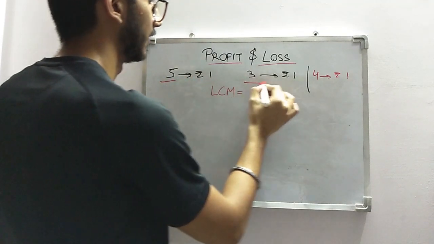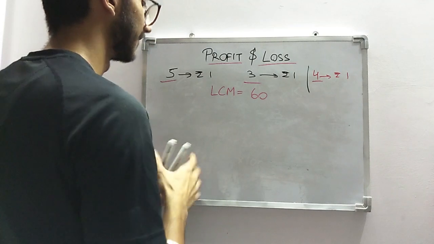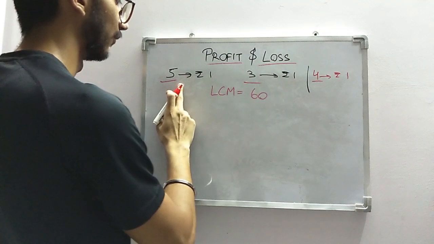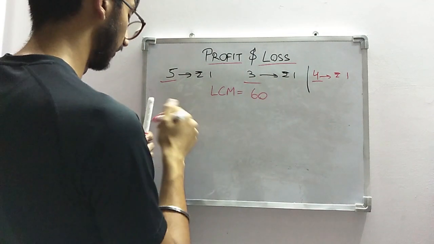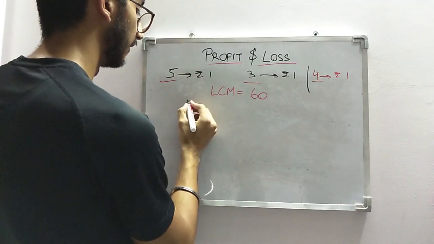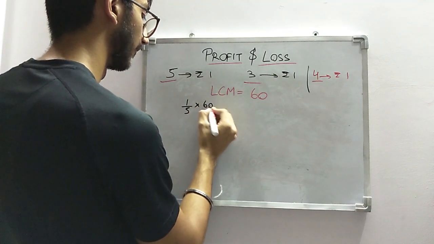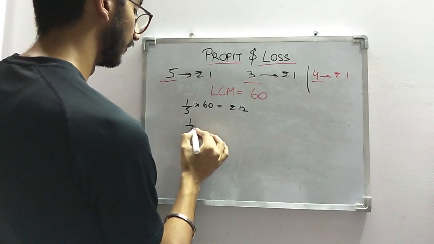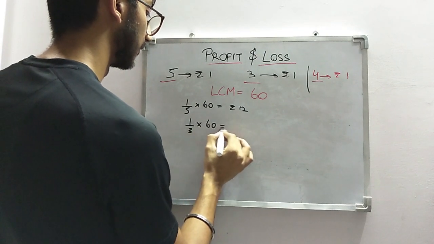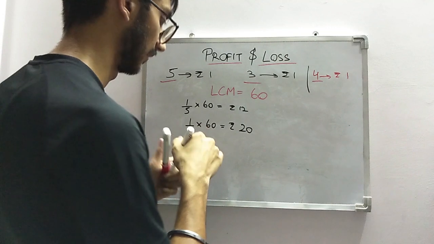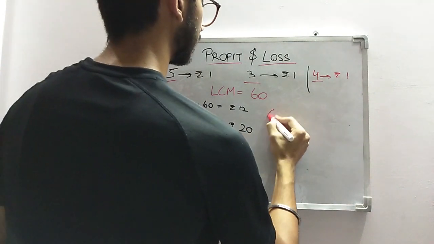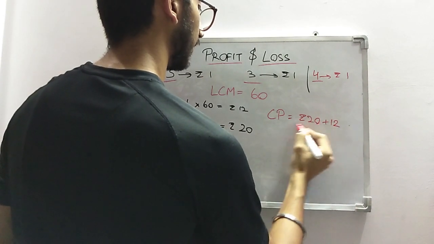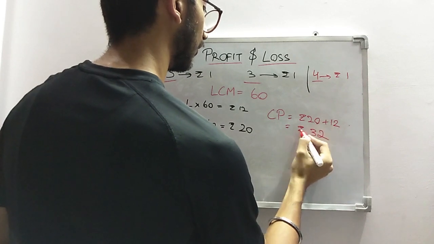LCM of 5, 3 and 4 is 60. So this 60 will be taken as the number of articles bought for each of them. I bought 60 articles of 5 for rupees 1. That means my cost of 60 articles will be 1 upon 5 into 60, that is 12 rupees. And cost for the others will be 1 by 3 into 60, that is 20 rupees. So my total cost price is rupees 20 plus 12, that is rupees 32.